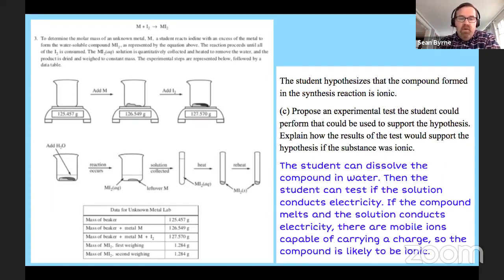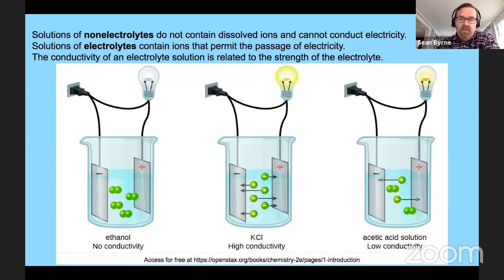I'm sure many of you have done experiments like this in class where you have tested the conductivity of a solution. We typically use the word electrolyte. I just grabbed this graphic for you to remind you that we can have some solutions that will dissolve in water. Ethanol would be a great example. Ethanol will dissolve in water, but because there are no ions created, it will not conduct electricity, right?